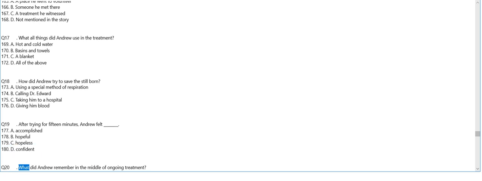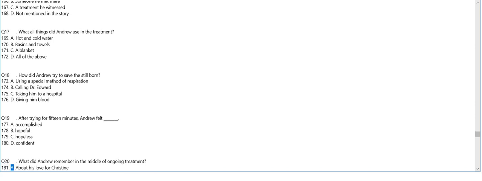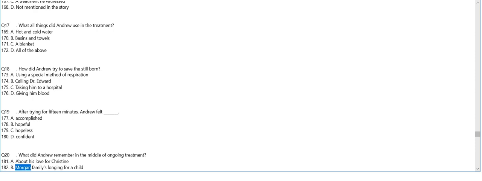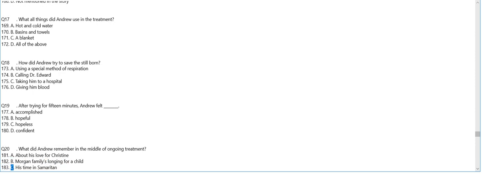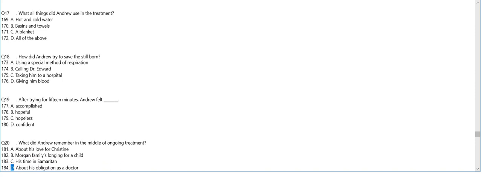Q20. What did Andrew remember in the middle of ongoing treatment? A. About his love for Christine. B. Morgan family's longing for a child. C. His time in Samaritan. D. About his obligation as a doctor.